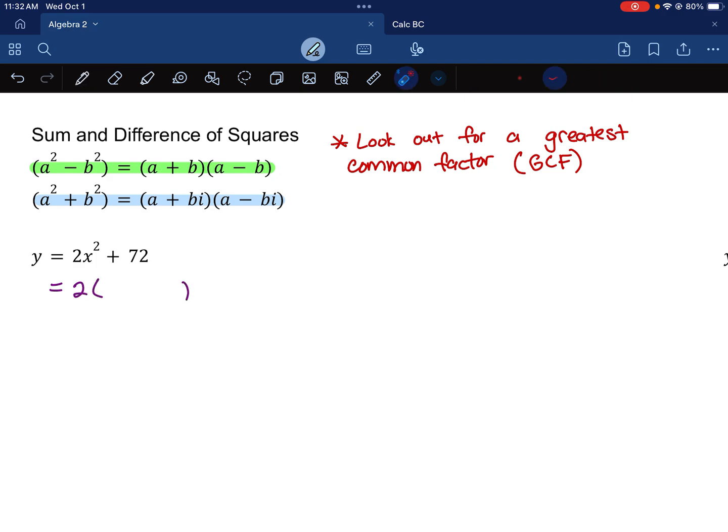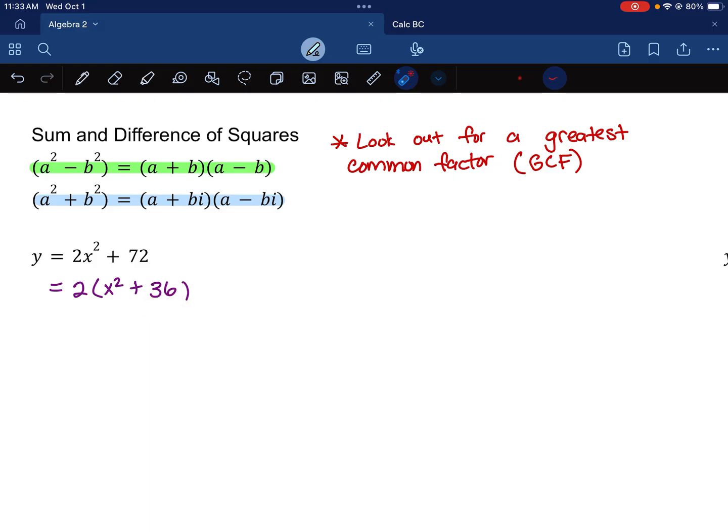Greatest common factors just means you're dividing it out from the original problem and then putting your result inside the parentheses. So when I take 2x squared and divide it by 2, that gets me an x squared. When I take 72 and divide it by 2, that gives me a plus 36. So now you're looking inside your parentheses. The GCF is just going to come along for the ride. Does this x squared plus 36 match one of these formulas? Because we all know x squared is a perfect square, and we all know 36 is a perfect square.